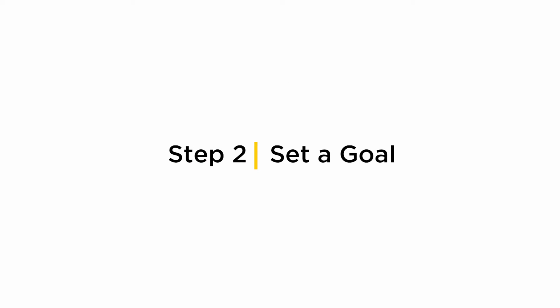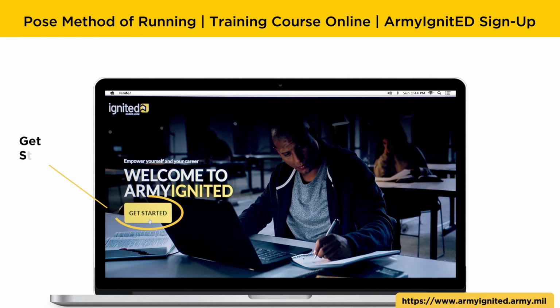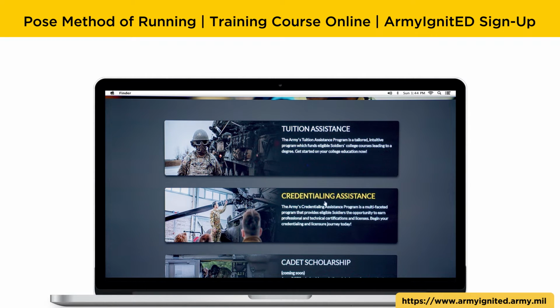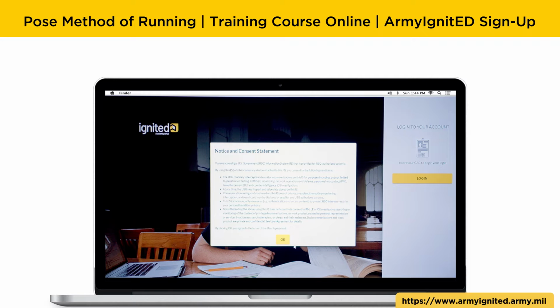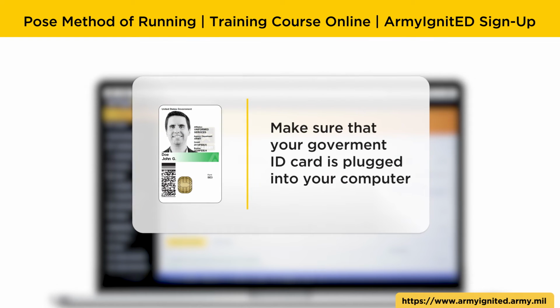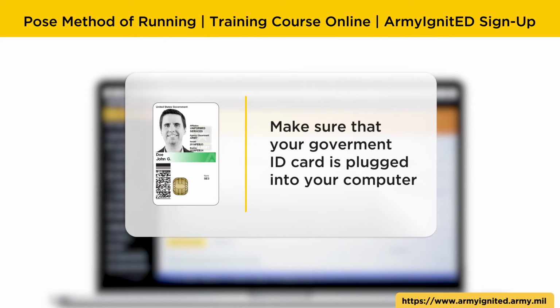Once you have the quote, the next step is to log in to ArmyIgnitED and set your goal. Go to ArmyIgnitED and click Get Started. Scroll down and click on Credentialing Assistance, read the security notice, then click OK, and then click the Login button on the right. Make sure that your government ID card is plugged into your computer.